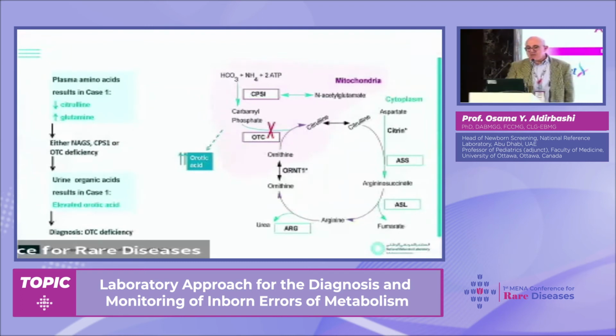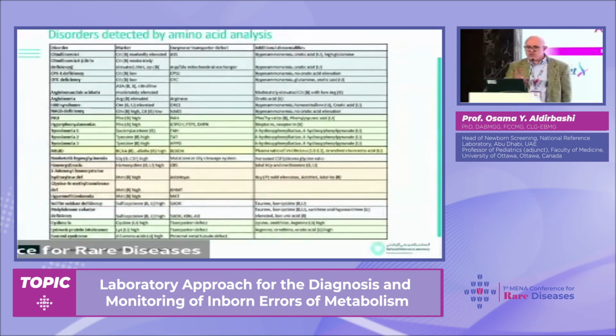Now, this is a list. Again, we are not supposed to go through everything here, but I just want to show you the extent of disorders that can be detected by amino acids. So these are the urea cycle disorders, these are the aromatic amino acid disorders like PKU, tyrosinemias, MSUD, non-ketotic hyperglycinemia, and so on and so forth. So a large number of disorders can be detected with one test.